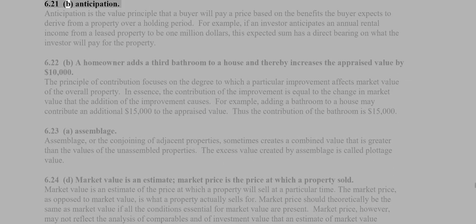6.21 B. Anticipation. Anticipation is the value principle that a buyer will pay a price based on the benefits the buyer expects to derive from a property over a holding period. For example, if an investor anticipates an annual rental income from a leased property to be $1 million, this expected sum has a direct bearing on what the investor will pay for the property.